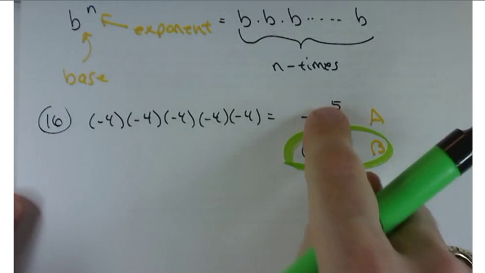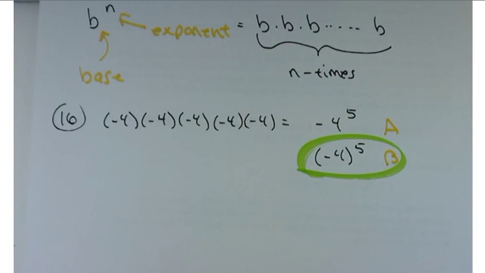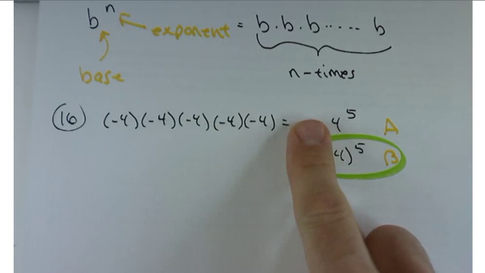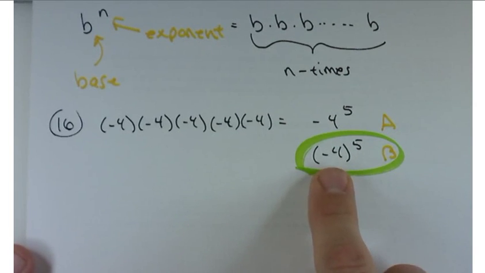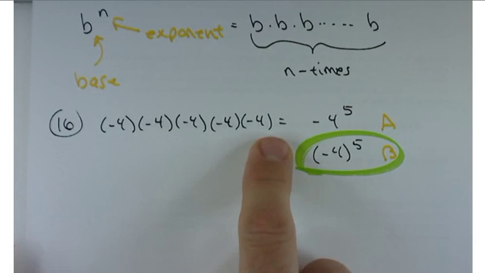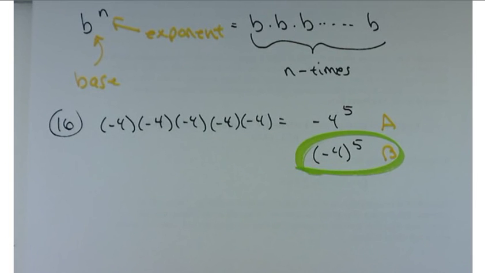B. This says something much different. This says 4 multiplied by itself 5 times with a negative out in front. Here you're multiplying negative 4 by itself 5 times. So that one's the correct answer.